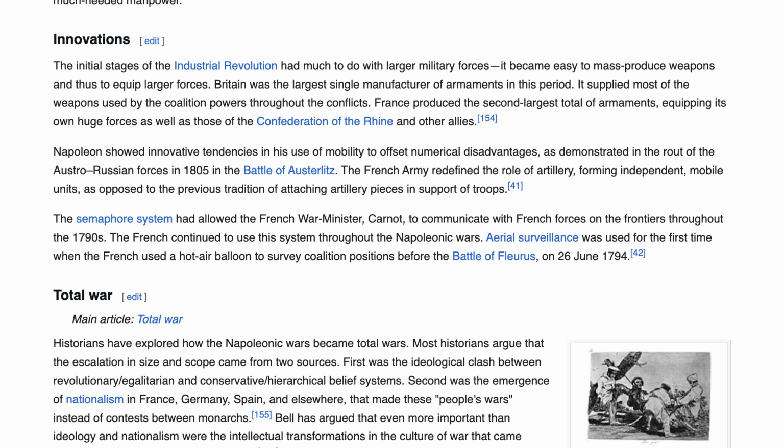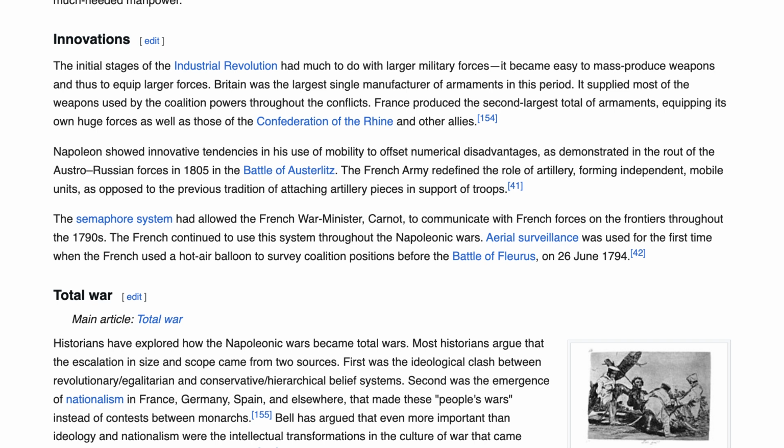Innovations. The initial stages of the Industrial Revolution had much to do with larger military forces. It became easy to mass-produce weapons and thus to equip larger forces. Britain was the largest single manufacturer of armaments in this period. It supplied most of the weapons used by the coalition powers throughout the conflicts. France produced the second largest total of armaments, equipping its own huge forces as well as those of the Confederation of the Rhine and other allies.